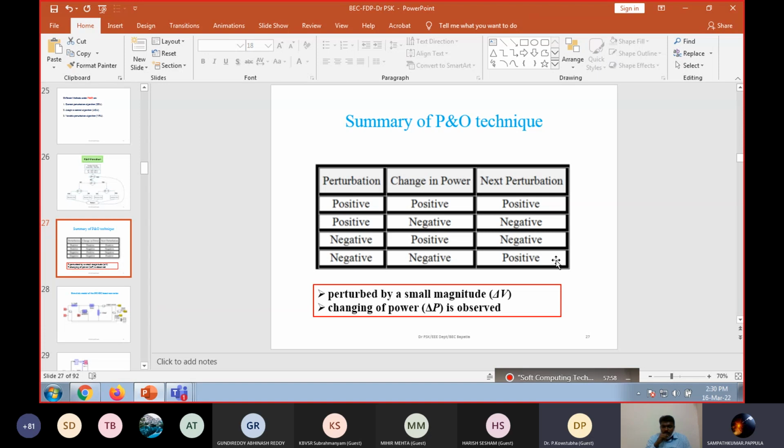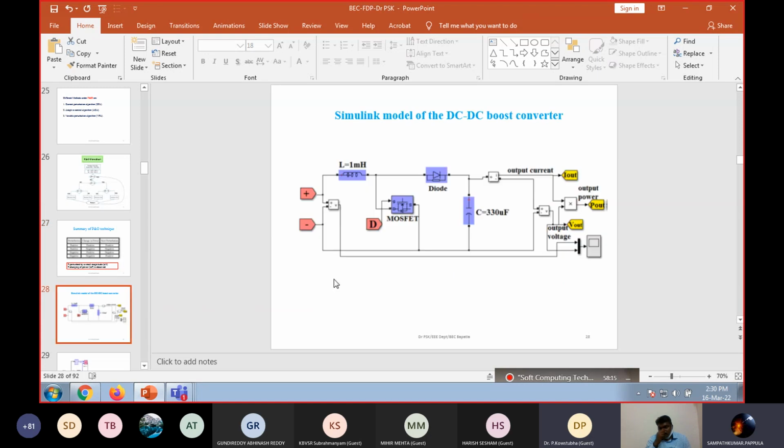That means you need to increase the value. Either these two conditions, the first one and the fourth condition, whatever it may be, need to reduce the reference voltage. Now we need to take one simulation diagram on this particular concept. So if you see here, the simulation model of the DC-DC boost converter, which increases the voltage.